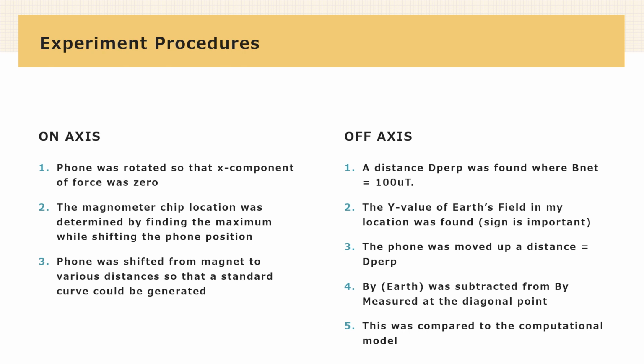For the off-axis portion, we found a distance from where the net magnetic field strength was about 100 microteslas, and then we found the y value of Earth's field in my location, and then the phone was moved up a distance, d perp. So the y value from Earth's field at my location was just the y value at that previous point, and then the Earth component from earlier was subtracted from the By measured at this diagonal point, and this was then compared to the computational model.